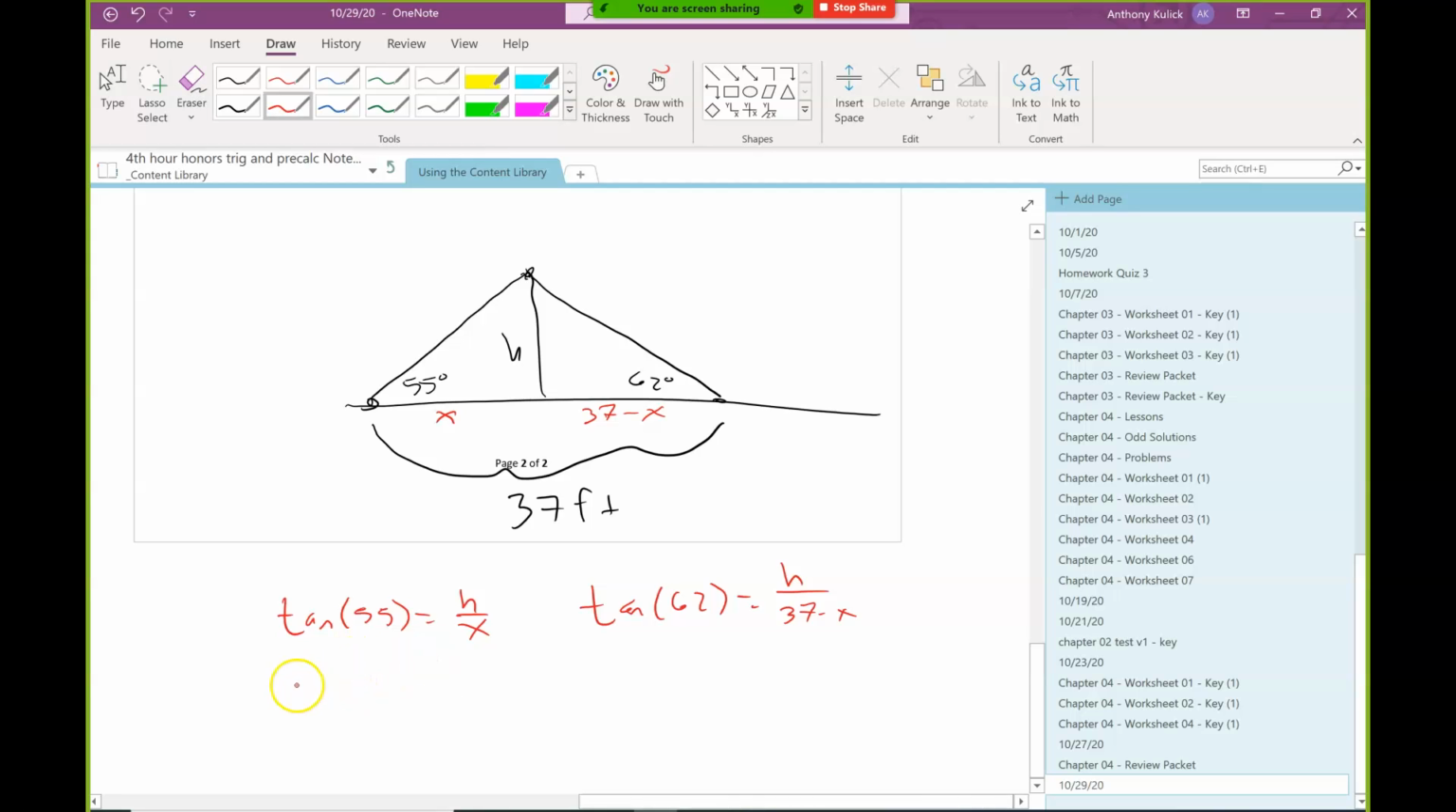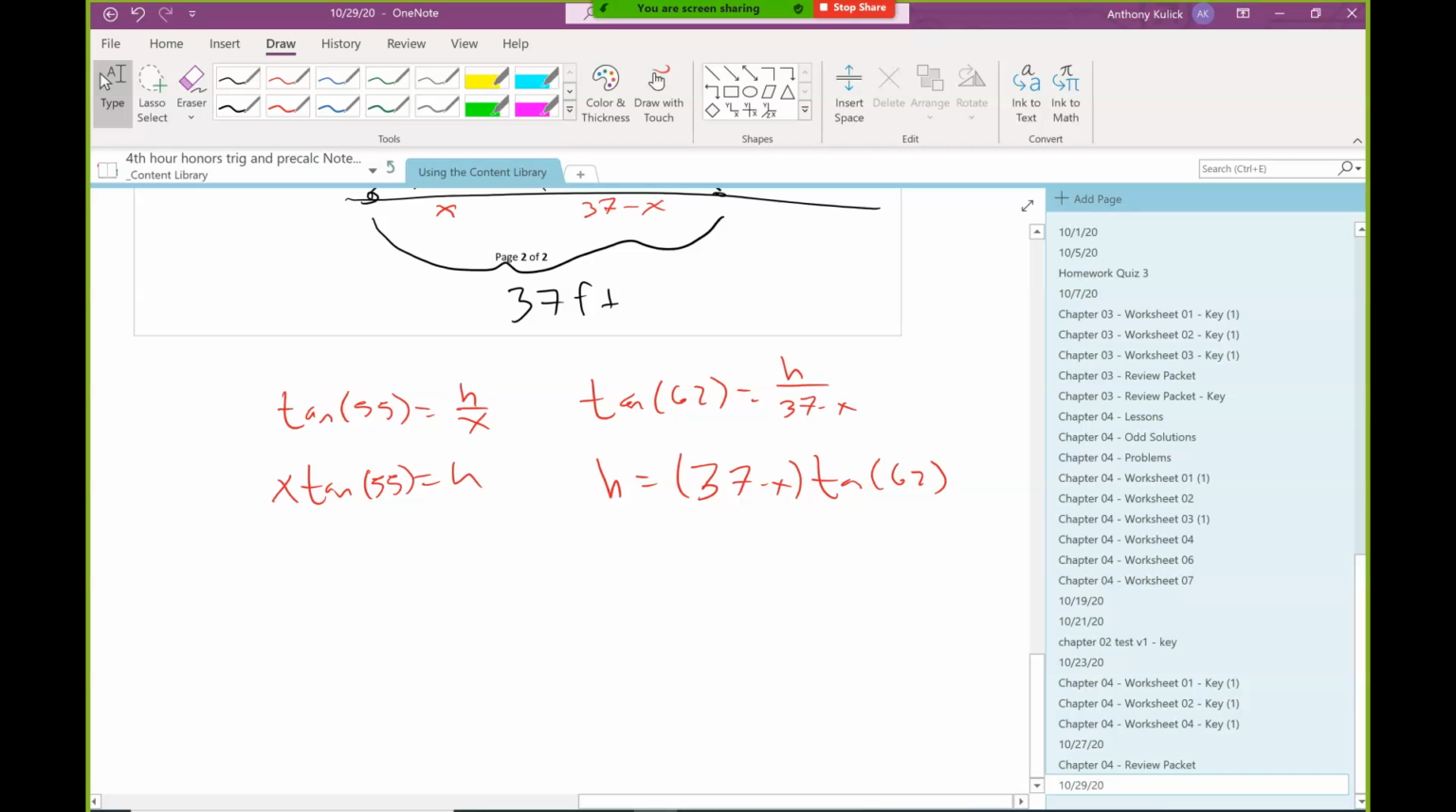Continuing on, that gives me x times tan 55 is equal to h, and then h is equal to 37 minus x times tan 62. Then make my system and do the same thing we did yesterday in the notes. Is that good enough as far as the setup goes, Delaney? Can you take it from here?